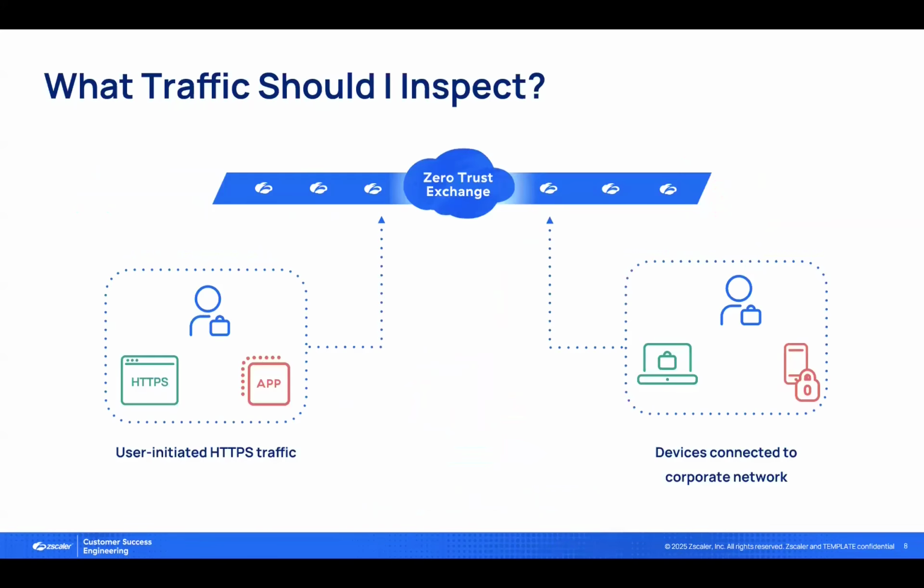The question then becomes, what traffic should you inspect? And the answer to this is actually fairly simple, if extensive. You should inspect as much user-initiated HTTPS traffic as possible, whether it comes from a browser or an application within the user's session on their device. And you should especially make sure to inspect as much traffic as possible from devices that are connected to the corporate network, since those devices can be an entry point for malware or for attackers who then would gain access to your network and the ability to move laterally.